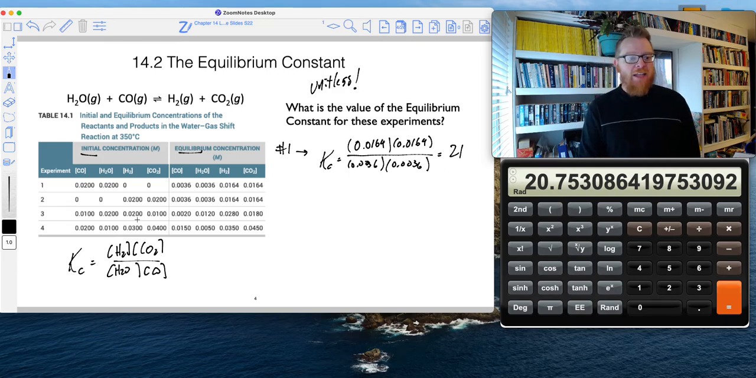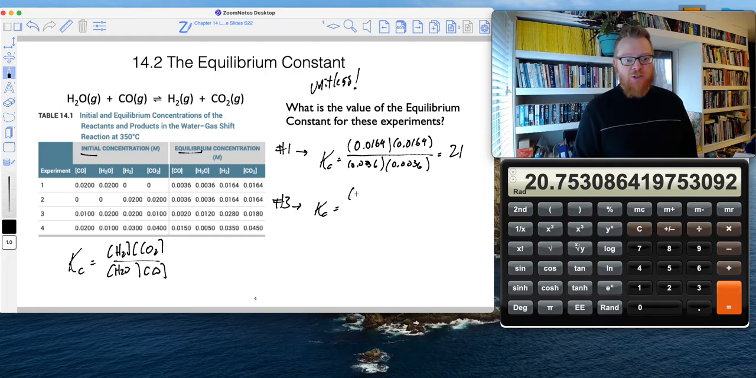So to prove that, let's do this number 3. Let's take a look at that one. Okay, so Kc for number 3. So we want to use the equilibrium concentrations. And notice here that in this experiment, they started out with amounts of everything: 0.01 molar CO, 0.02 molar H2O, 0.02 molar H2, and 0.01 molar CO2. And then now we end up with these equilibrium concentrations. So let's plug those in.